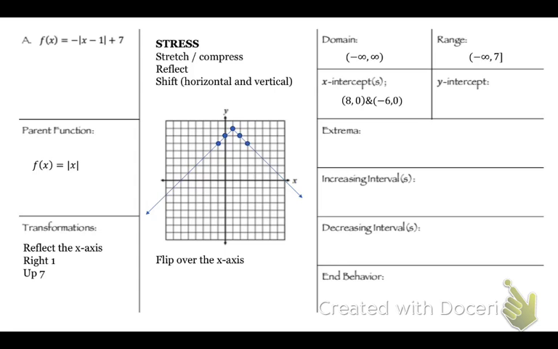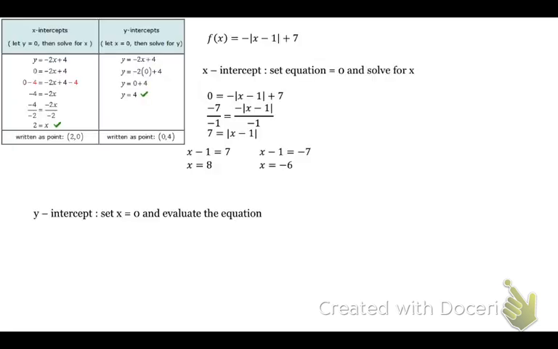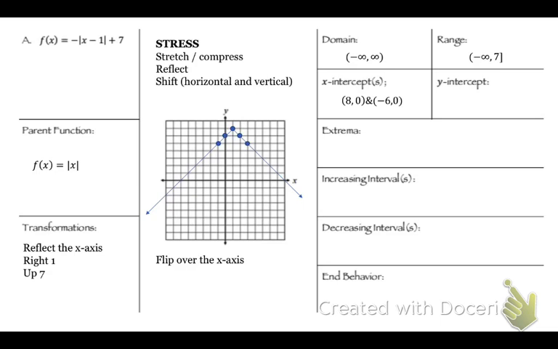The y-intercept, that's where it crosses the y-axis, so this time we just plug a 0 in for x and evaluate the equation. So that's going to be the negative absolute value of 0 minus 1, plus 7, so that's the absolute value of negative 1, which is 1. So negative 1 plus 7 is 6. So our y-intercept is (0, 6).